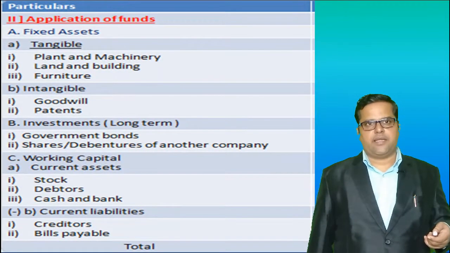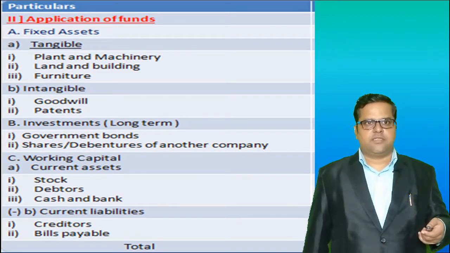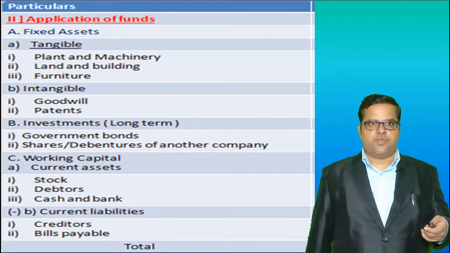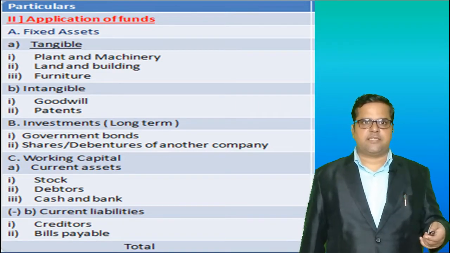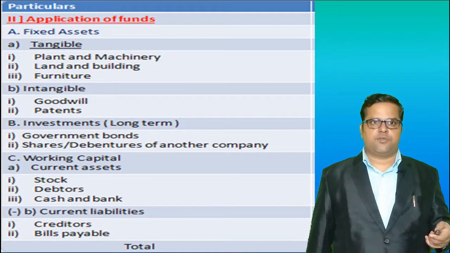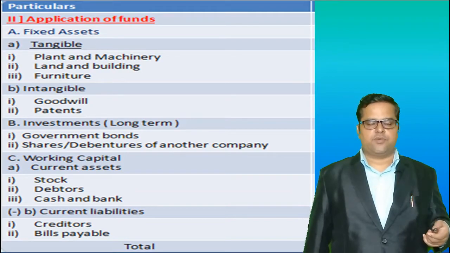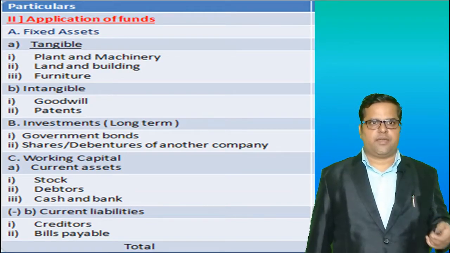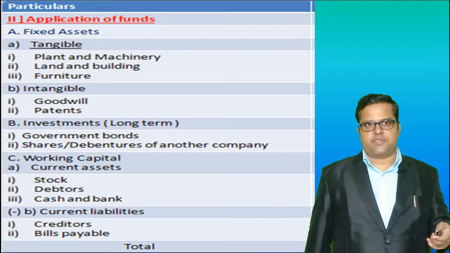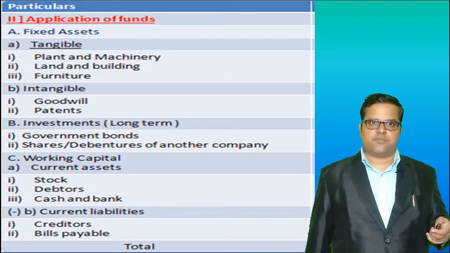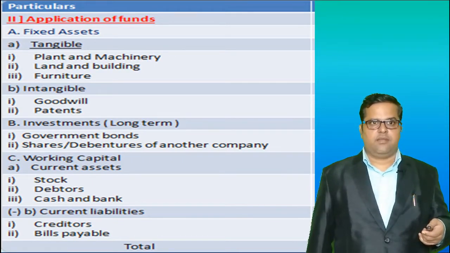The second side of the balance sheet will be application of funds. It means where the company has invested its funds. The three subheadings are fixed assets, investments and working capital. Fixed assets can be further classified as tangible fixed assets and intangible fixed assets. Tangible will include assets like plant and machinery, land and building and furniture. Intangible will include assets like goodwill, patents, copyrights, trademarks, etc. Under the heading investments, we will cover all long-term investments such as government bonds, shares or debentures of another company, etc. Third subheading is working capital.